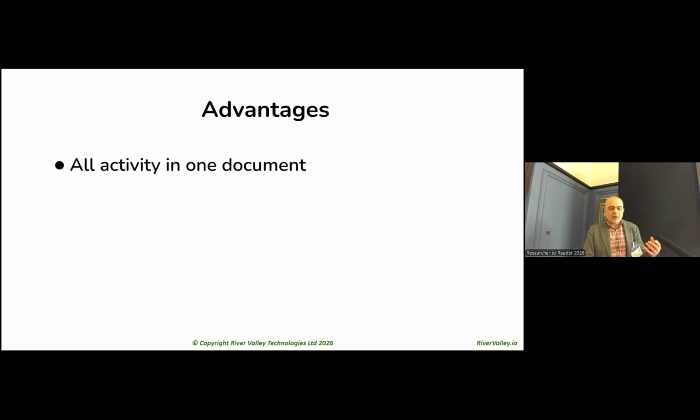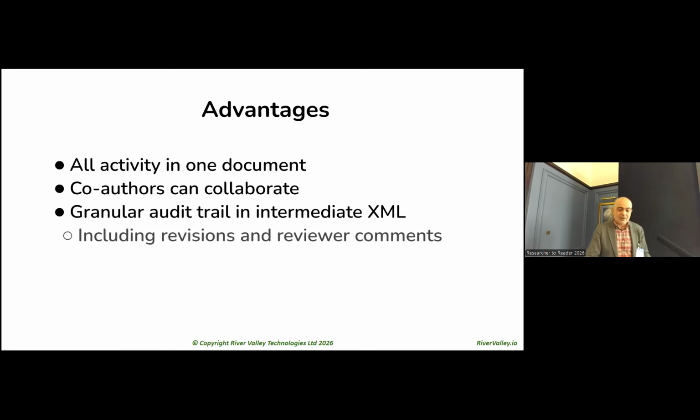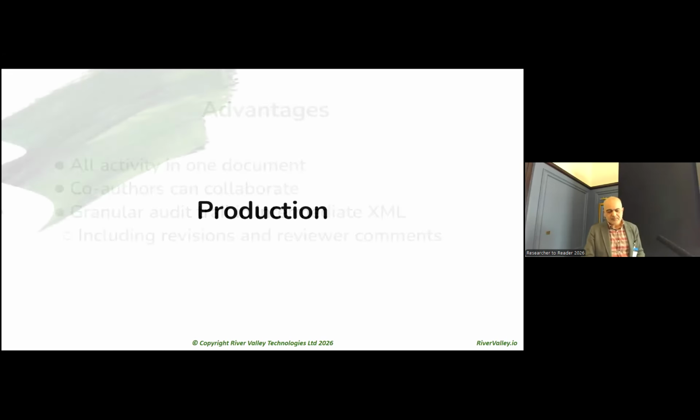So the advantages are all the activities are done in one document. You can allow the co-authors to come in and collaborate. They don't have to be offline. We have a granular audit trail in what we call the intermediate XML. The XML is not perfect, but it's good enough for reviews, etc. All the revisions and all the reviewer comments are held in the XML. So the XML is sort of JATS XML, expanding, a sort of rich XML, if you like.